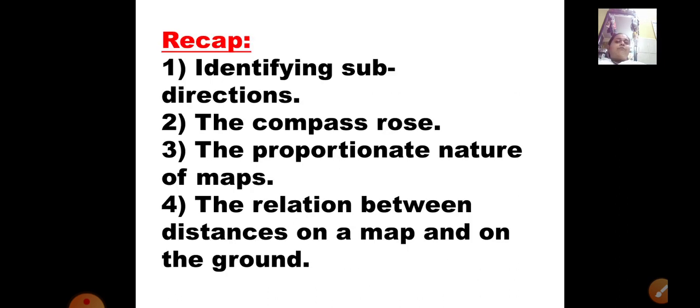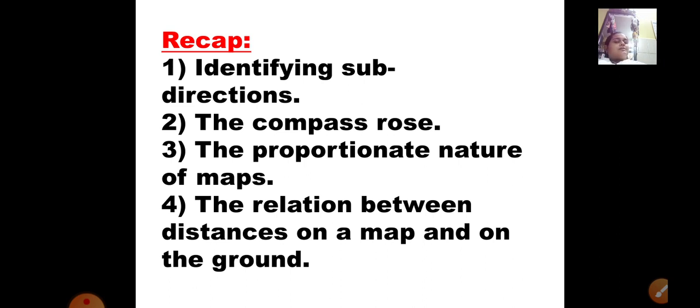Now we'll take a recap of what we studied in today's video. First, we saw identifying subdirections. First we saw the main directions, that is north, south, west, east, and then the subdirections: northeast, northwest, southeast, southwest. As there are four main directions, there are four main subdirections too. Then we saw the compass rose. A compass rose is an instrument which helps us to tell the directions. Then we saw the proportionate nature of maps.